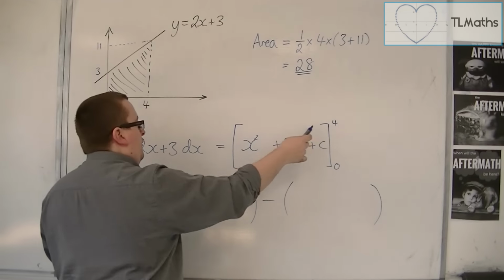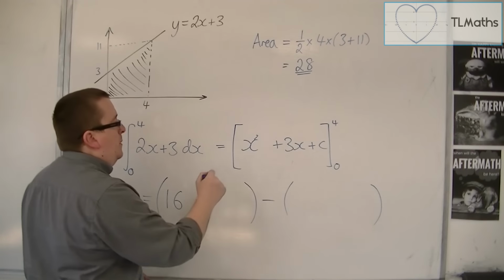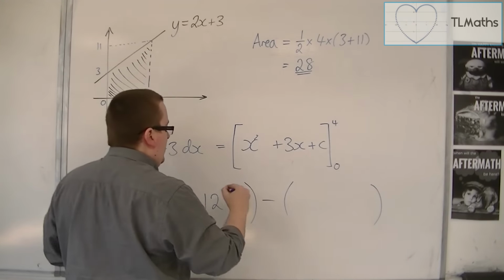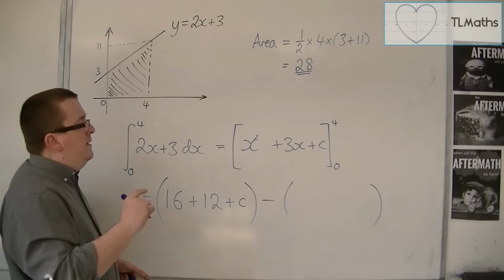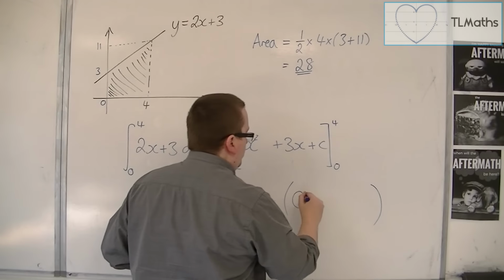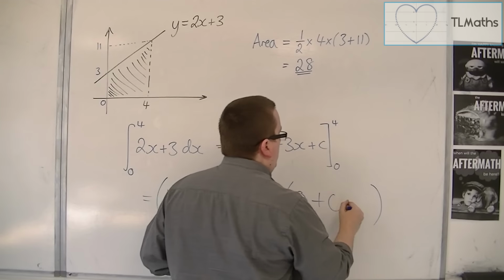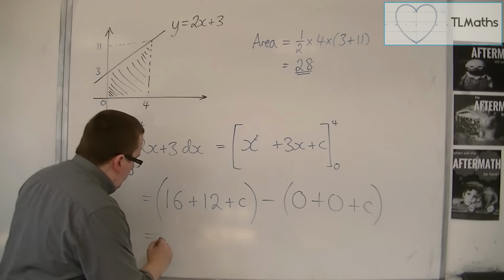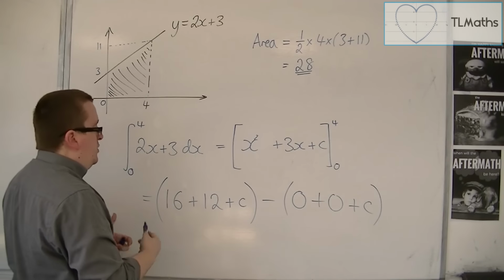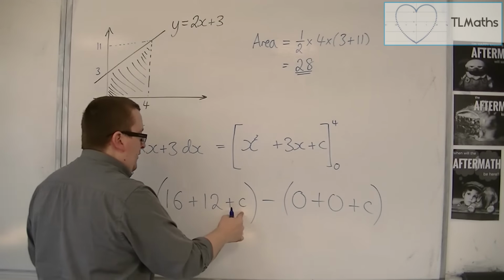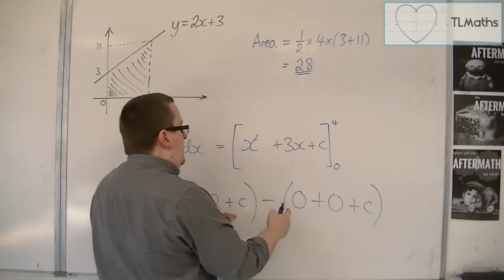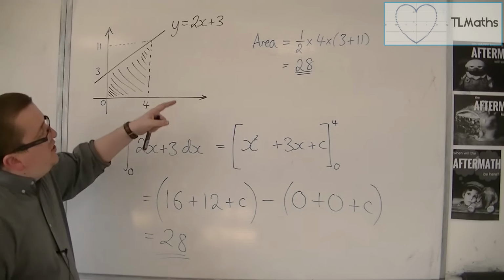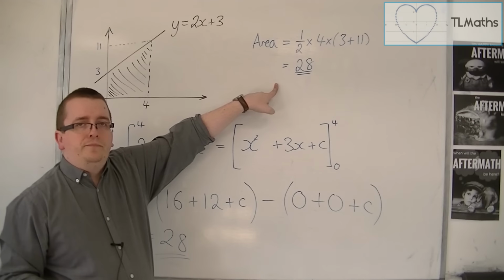So x squared is 4 squared, so we've got 16, plus 3 lots of 4, which is 12, and we've got that plus c, that constant of integration. Then we're taking away 0 squared, so that's 0, plus 3 lots of 0, plus c. Okay? So what we end up with is 16 plus 12, which is 28. We've got that plus c there, but we're also taking away a c, and so the c's cancel each other out. And we're just left with 28, which is exactly what I had before.